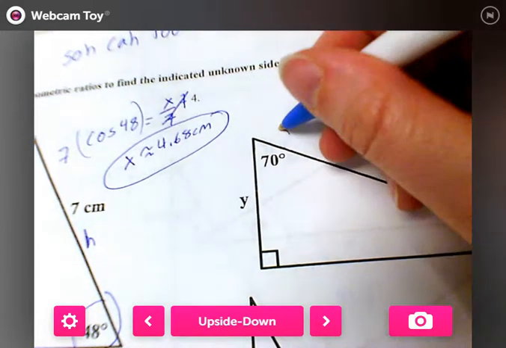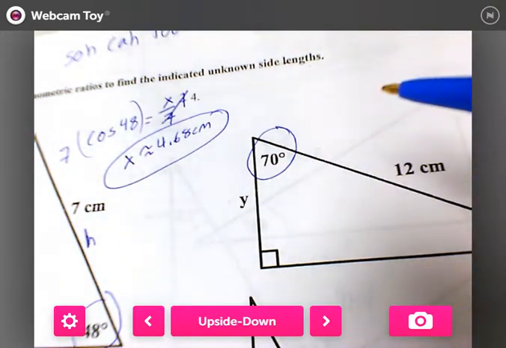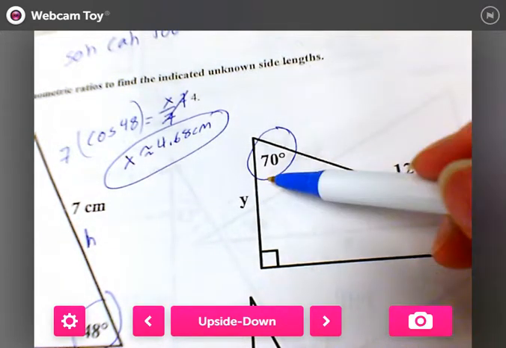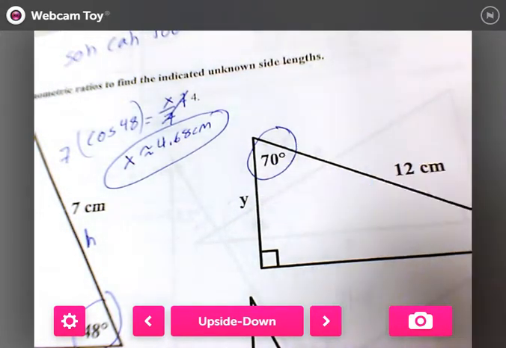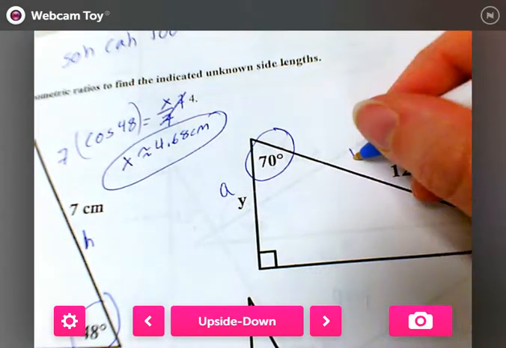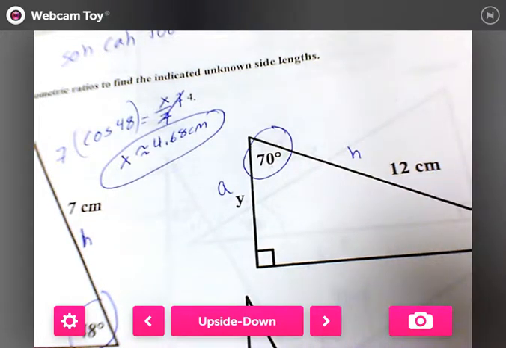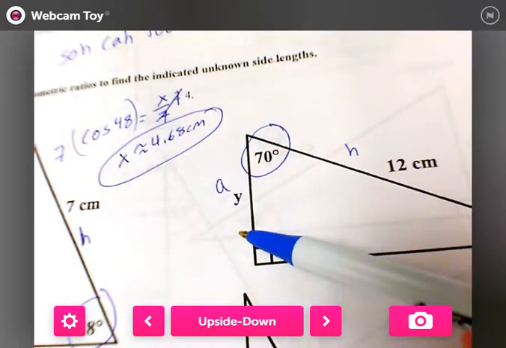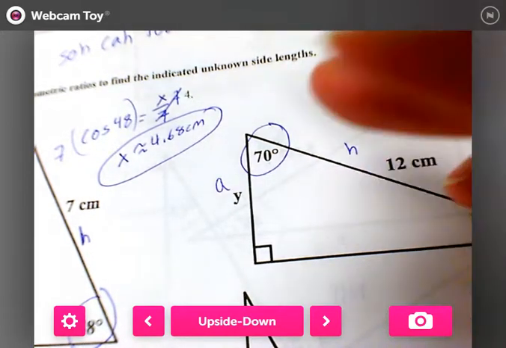We've got 70. What is y to 70? Is it opposite, adjacent, or hypotenuse? Got 70 degrees. What's y to it? Adjacent. What is 12? Hypotenuse. A and H means we're going to deal with sine, cosine, or tangent. Adjacent means next to. Hypotenuse is across from 90. Opposites across from. A and H deals with cosine. Good.